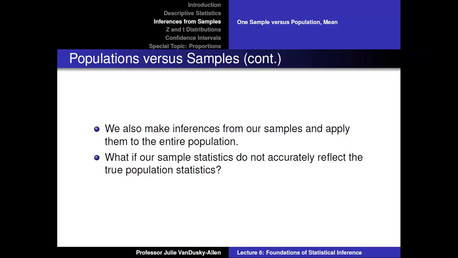So for example, we might collect data on the number of protests in democracies throughout the world in a year, but only examine 20 democracies. We'd assume that the average number of protests in a year in those 20 democracies would be close to the average number of protests in democracies per year in the entire world. However, this could be a problem if our sample statistics do not accurately reflect the true population statistics.